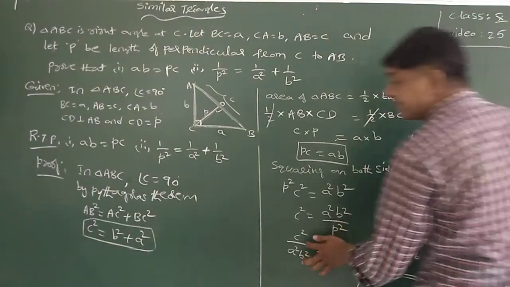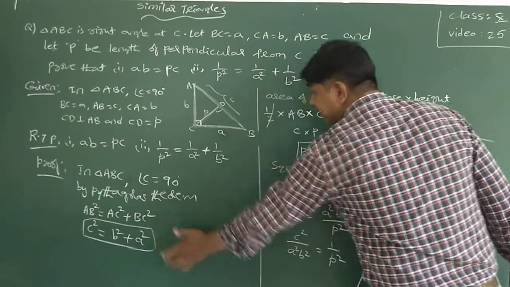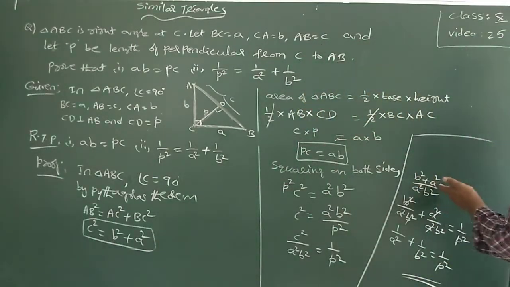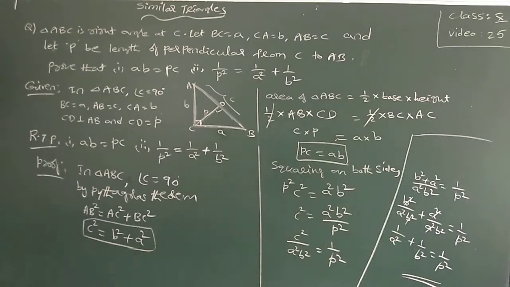But already c square is nothing but b square plus a square. Write that: b square plus a square by a square b square is equal to 1 by p square. b square by a square b square plus a square by a square b square is equal to 1 by p square. b square cancels, a square cancels. 1 by a square plus 1 by b square is equal to 1 by p square. Please make a note fast.